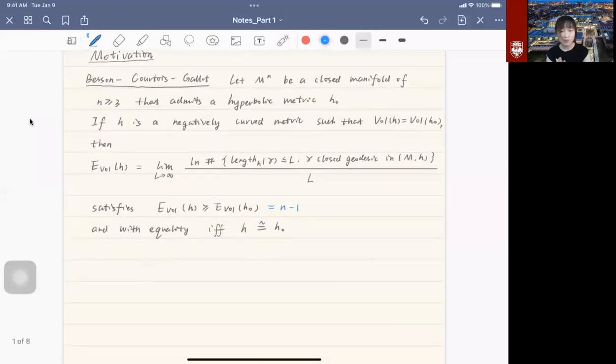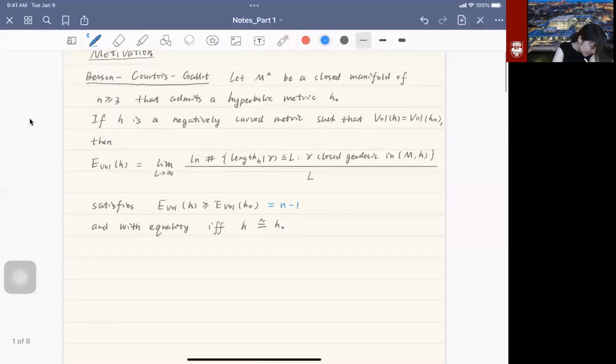Okay, now from their result, they look at the geodesics. They use the number of geodesics to measure the volume entropy. And here the geodesic is a one-dimensional local minimizer because in the local picture, it minimizes the length of the curve. So this is a 1D local minimizer.